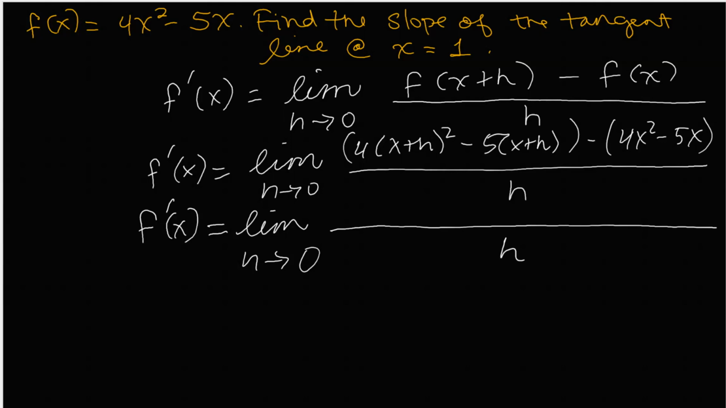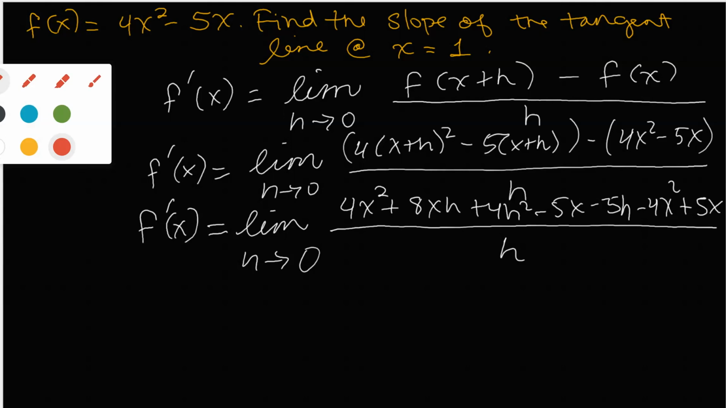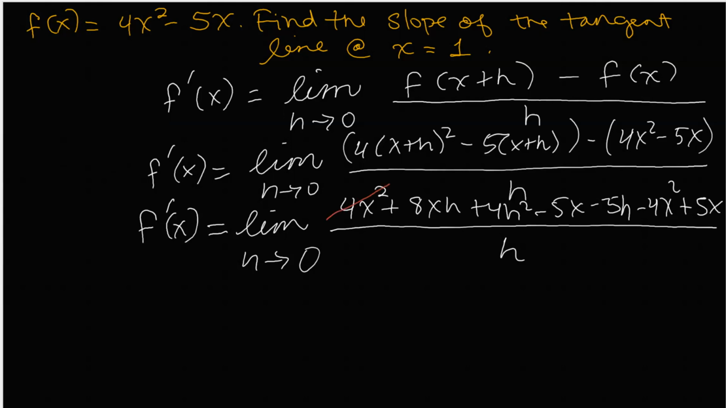Okay, so over h, and then here, multiply this out. I have 4x squared plus 8xh plus 4h squared minus 5x minus 5h minus 4x squared plus 5x. And then here is when the magic happens, right? 4x squared minus 4x squared is 0. Negative 5x plus 5x is 0. And then everything else has an h in it, and I am dividing by h.